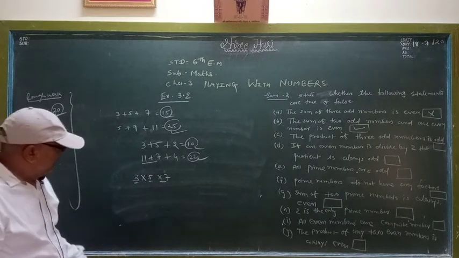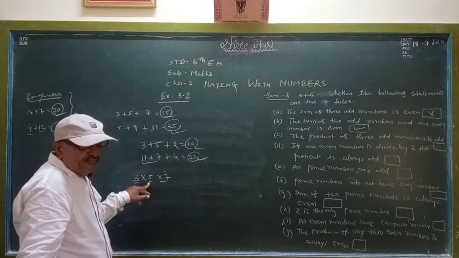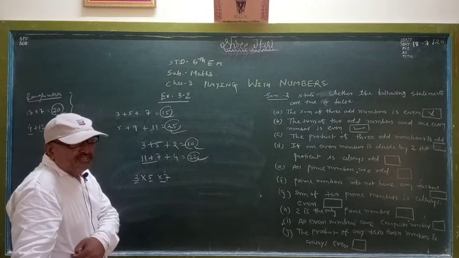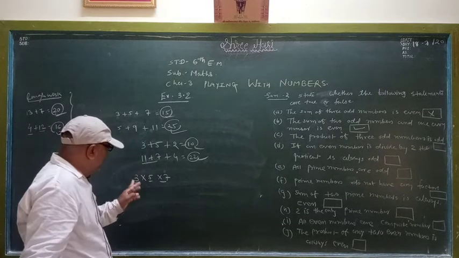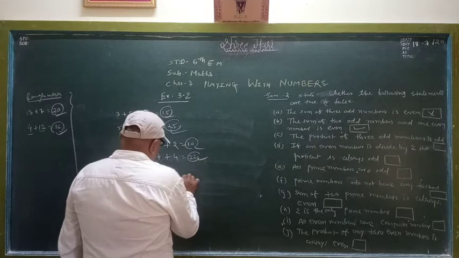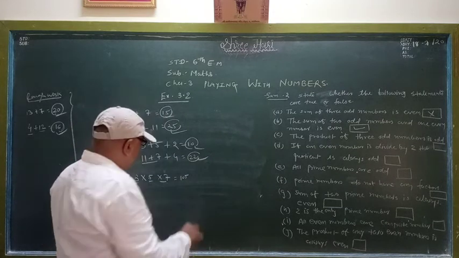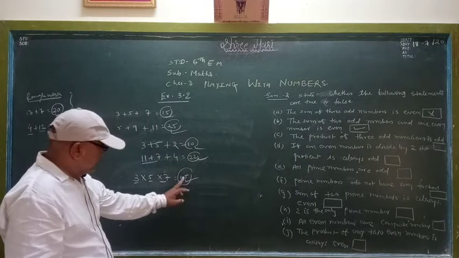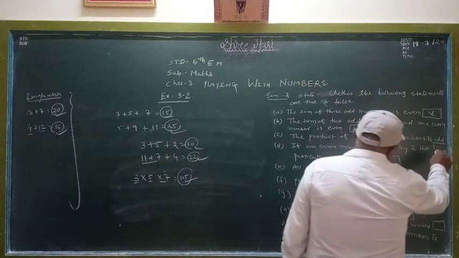Now multiplication. 3 fives are 15, and 15 sevens, you know tables, everybody has to complete the tables 1 to 20. 3 fives are 15, 15 sevens are 105. Now 105, the last unit digit is 5, so it is odd. So it is also true.